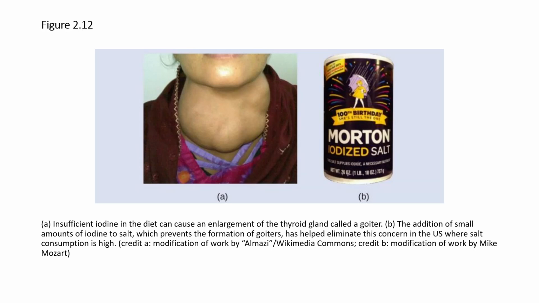So this just shows one of the elements that can help. Insufficient iodine in the diet causes enlargement of the thyroid gland called a goiter. The addition of small amounts of iodine to salt prevents the formation of goiters and has helped to eliminate this concern in the United States where salt consumption is high. So every time you buy salt, you want to make sure it's iodized salt, and that will prevent thyroid deficiencies.